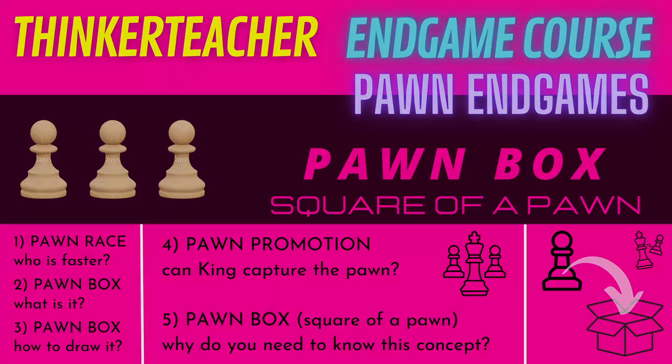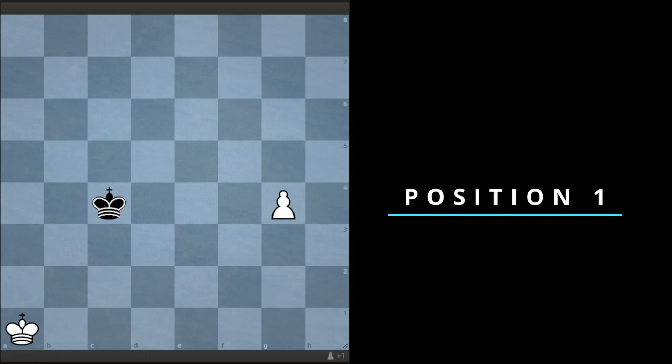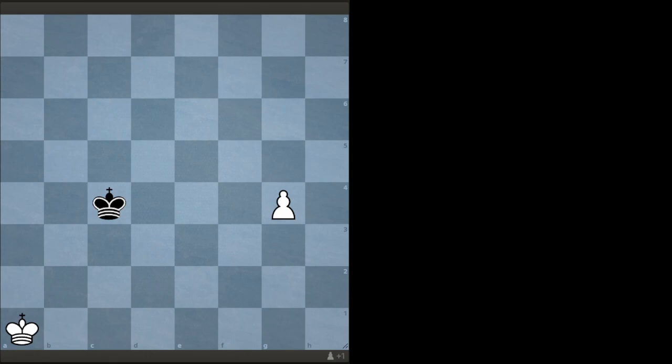Let's get started. First position, as you can see, there are the kings on the board and just one pawn. Now what's going on, how do we figure out if we can catch the pawn? First of all, we need to see the position of the pawn. The pawn doesn't have any pawns in the line to promotion. Second, we need to see that the king is not supporting the pawn because the king is too far away.